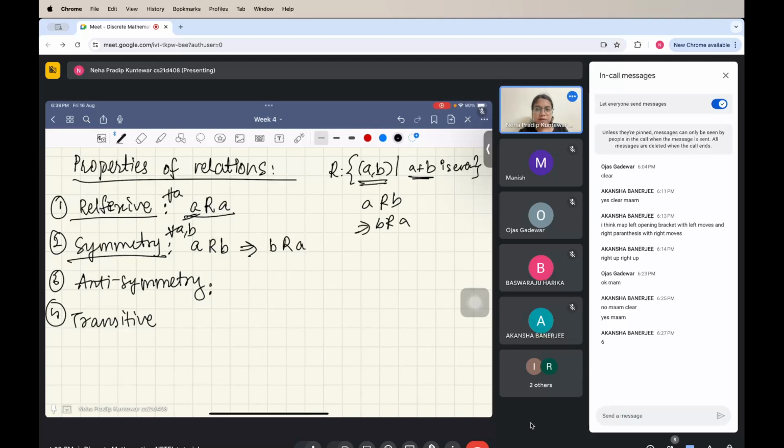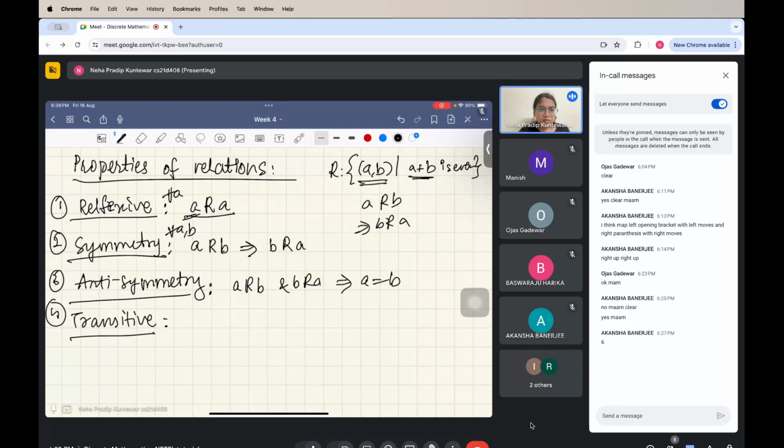Antisymmetry would be the opposite of that. A is related to B and B is related to A implies A equals B. Maybe I'll take this up with an example. I'm just trying to recall these definitions, if you have seen them in the lecture, but I'll talk about this more when we come to the examples.